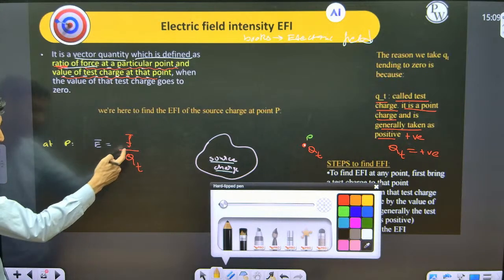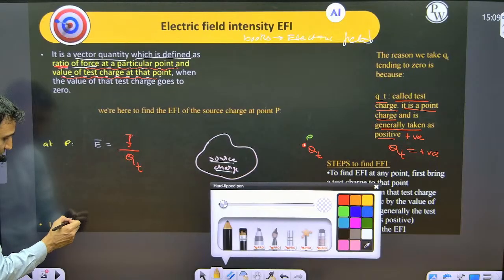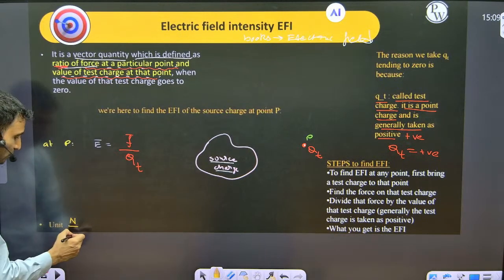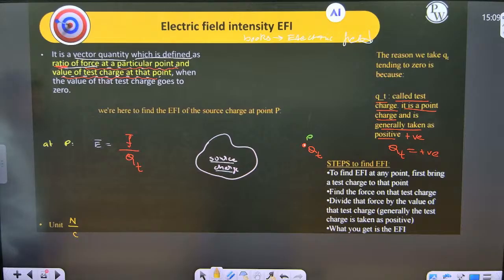And what will be the unit? Force by QT, means force is Newton, QT is Coulomb. So Newton upon Coulomb is the unit.